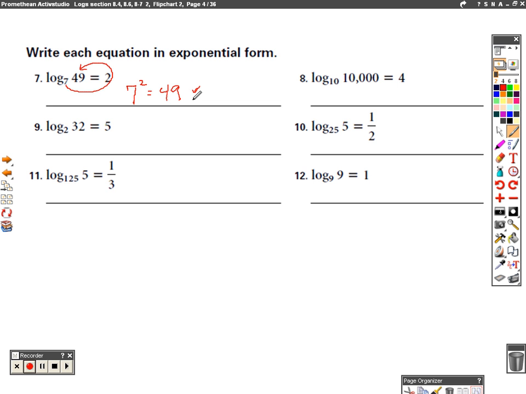Okay, good. So I want you to hit pause right now. Try these problems and see if you get them. It's very important that you're practicing this as part of your homework. You need to pause and try them on your own before you check your answers.